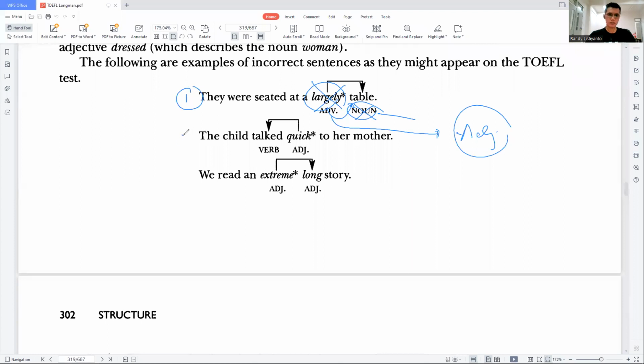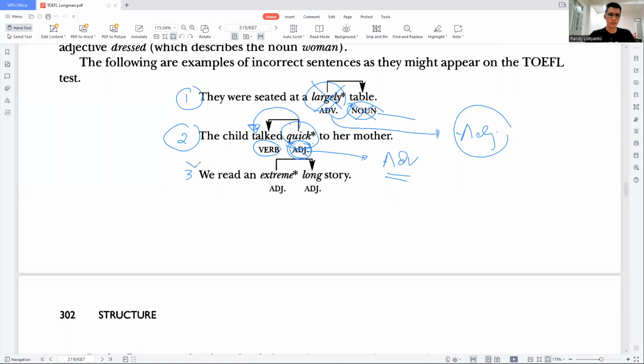Okay, number two: The child thought quick. Quick here is an adjective, and we all know that an adjective only describes nouns and pronouns. It cannot describe a verb. So while it is a verb, it is incorrect. It has to be an adverb here.